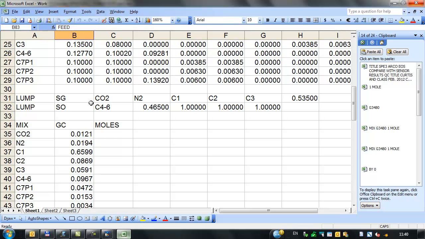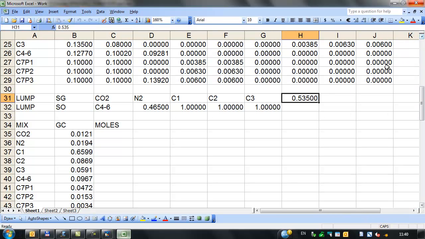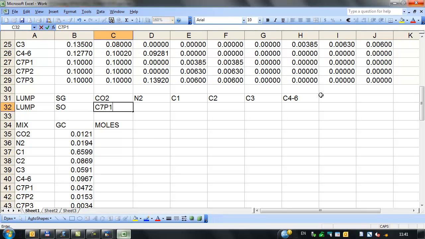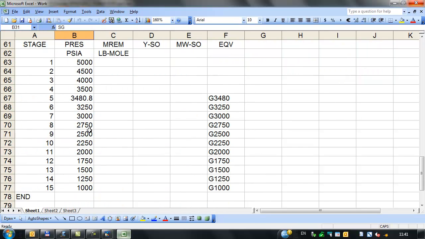I'll just change surface gas. We'll just take C46 here, and we'll just take C7 plus 1, C7 plus 2, C7 plus 3. So that'll be what we define as surface oil and surface gas. Okay, and then we'll come down here.